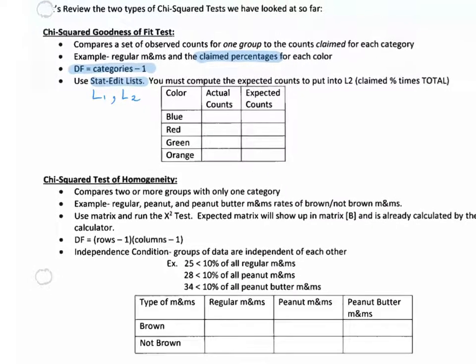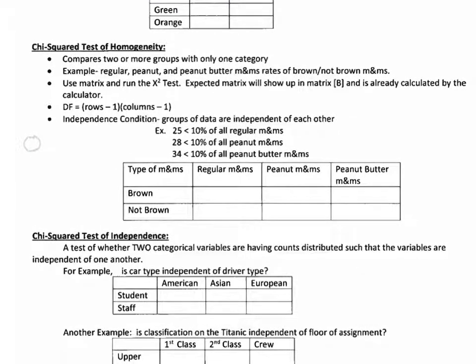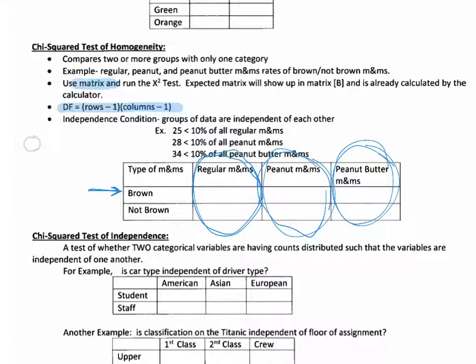All right. Chi-squared test of homogeneity is what we learned yesterday. And that is where you have multiple populations, so multiple groups. In this case, regular peanut and peanut butter M&Ms, but only one category: brown, not brown, milk or not milk. Are you a resident or are you not a resident? So it's just one category that you check amongst these three populations. The differences are that we use the matrix in our calculator to run this chi-squared test. Our degrees of freedom are rows minus 1 times columns minus 1.